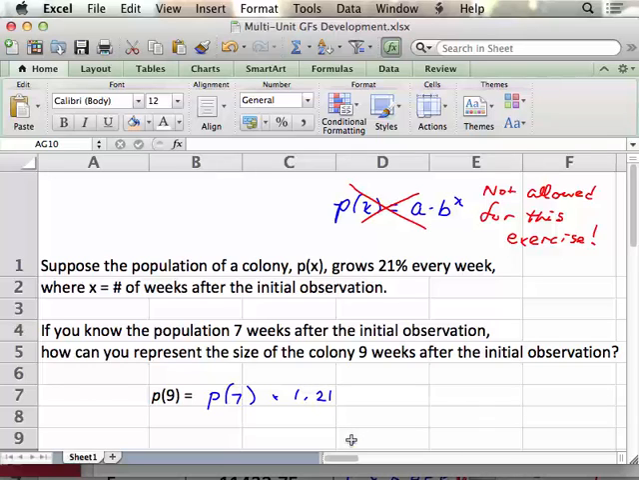Is that it? What would that give me? It's what I've written in blue there. What would that give? P of 8. It'd be the next week. Well, we want it another week. So we've got to multiply it by 1.21 again. Okay, so you could write it as 1.21 squared.